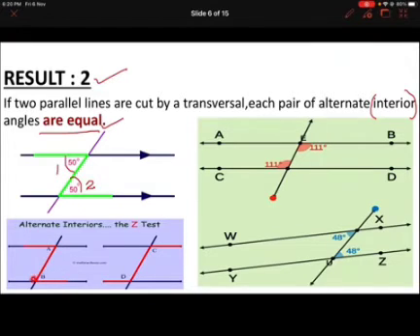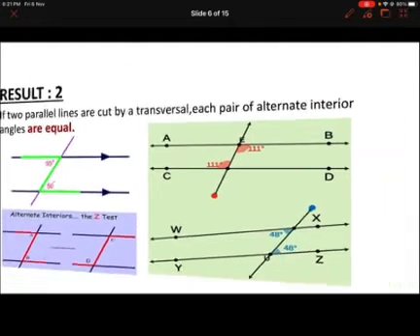You can see the shape Z. So you have one angle here and one angle here. So angle A is equal to angle B. That is one pair. One more pair. You have angle C and angle D. How are they? They are equal to each other. Again, they are alternate interior angles. I hope that's clear. Okay?